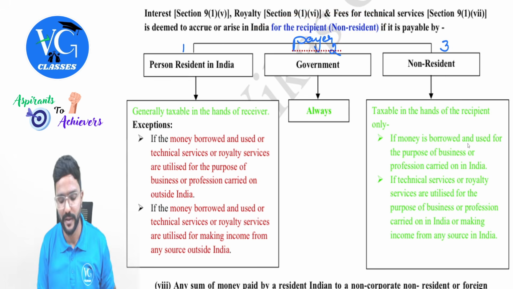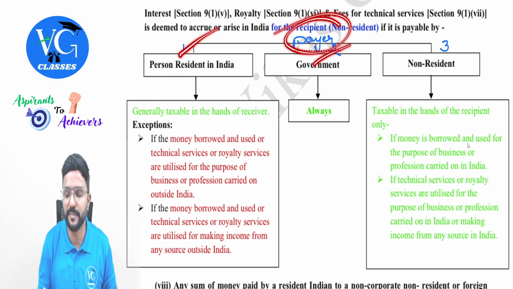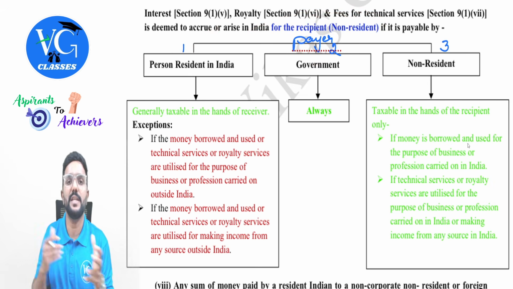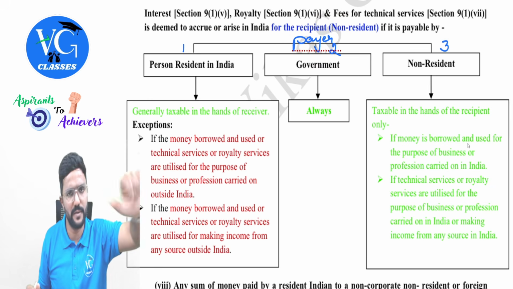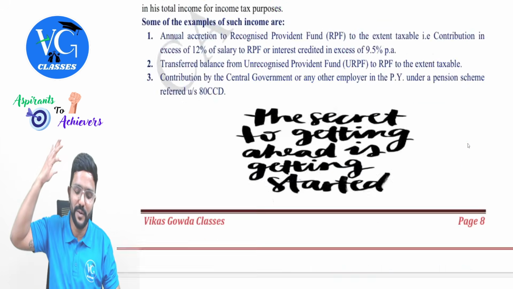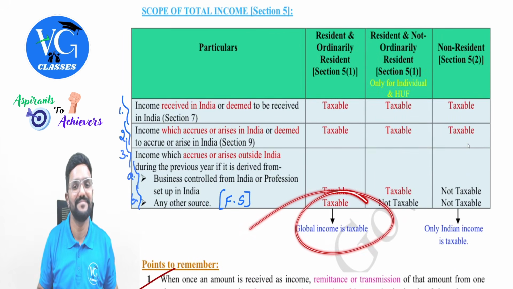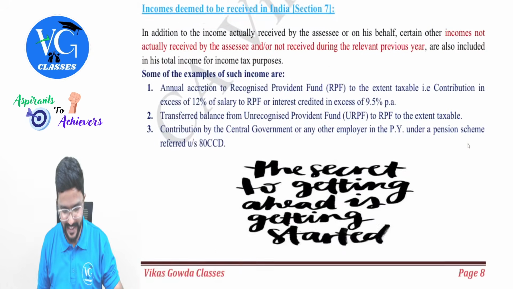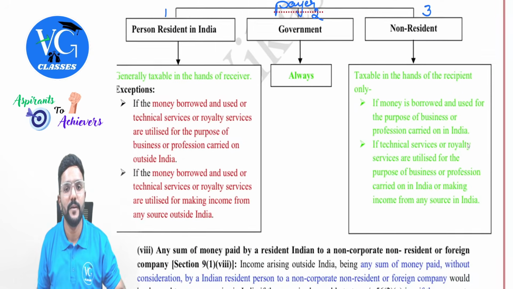If it is payable by, now, who is the payer? There are three possibilities. Recipient is always non-resident. Okay, now? Yes, sir, what if the recipient is a resident? Then always taxable, no? Why, sir? Because for them, global income is taxable. Is that clear? Yes. Okay.